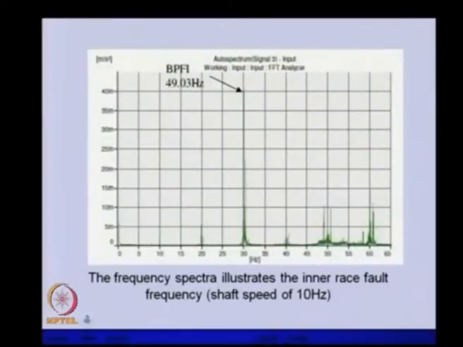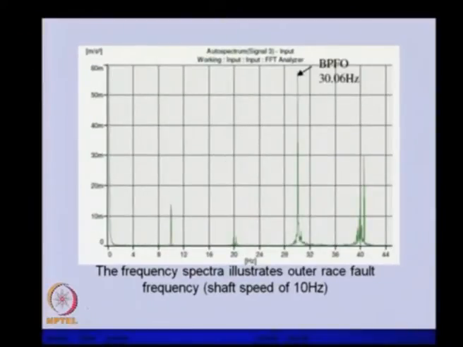So, this is a typical signal in which the inner raceway defect is there. In this experiment we had a normal bearing and bearings with various kinds of defects. We measured the signal with the normal bearing and with various defects, and we plotted in the frequency domain. This particular peak you can see corresponds to the inner race fault frequency, and it is very close to the calculated one.